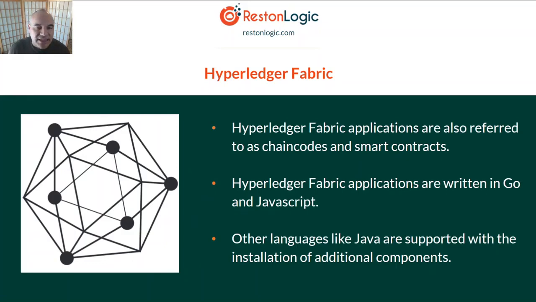Now let me say a little bit more about Hyperledger applications. Hyperledger applications are also referred to as chain codes and smart contracts. You'll see those terms used. Hyperledger Fabric applications are typically written in Go and JavaScript. However, you can write your chain codes in other languages by installing additional components. Java is certainly a language that you can write your chain codes in with the installation of additional components.